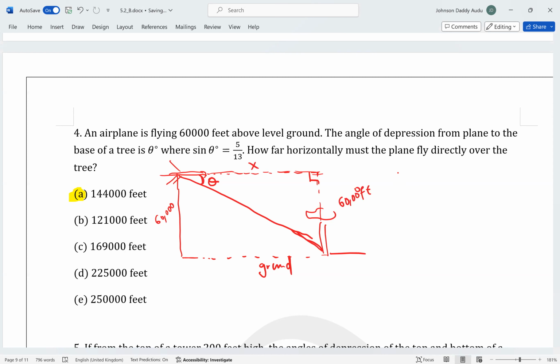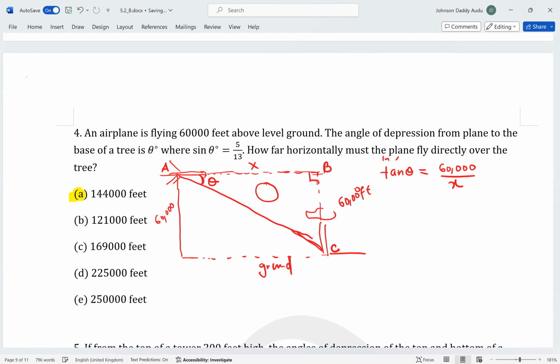So let's say we want to find x. If we want to find x here, it has to be opposite over adjacent. So I think we're going to have tan theta is what? Opposite is now 60,000 over x. This is simply from this triangle here. If you call it ABD, they call it ABC, so you can say in triangle ABC, right?